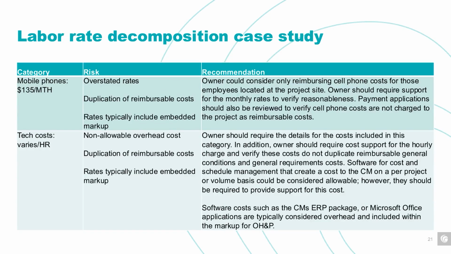Then we get into mobile phones and tech costs. So again, here we're looking to see exactly how the contractor builds to those rates. And for things like tech costs, right, we want to understand exactly what's included in this category of costs. So certain items like the contractor's ERP system, we would consider overhead and therefore not reimbursable on the project. So we want to make sure that we're requesting support from our contractors so we understand exactly what we're paying for before we agree to these costs.